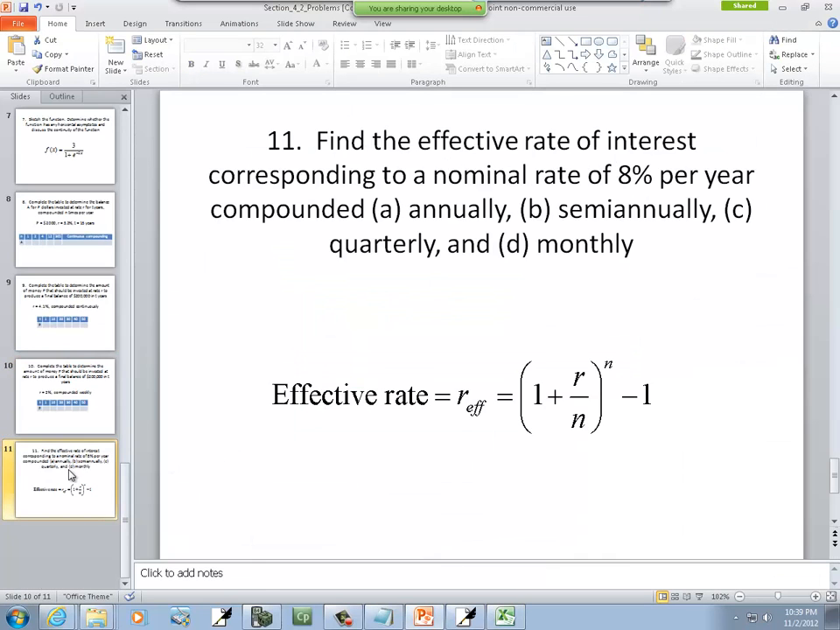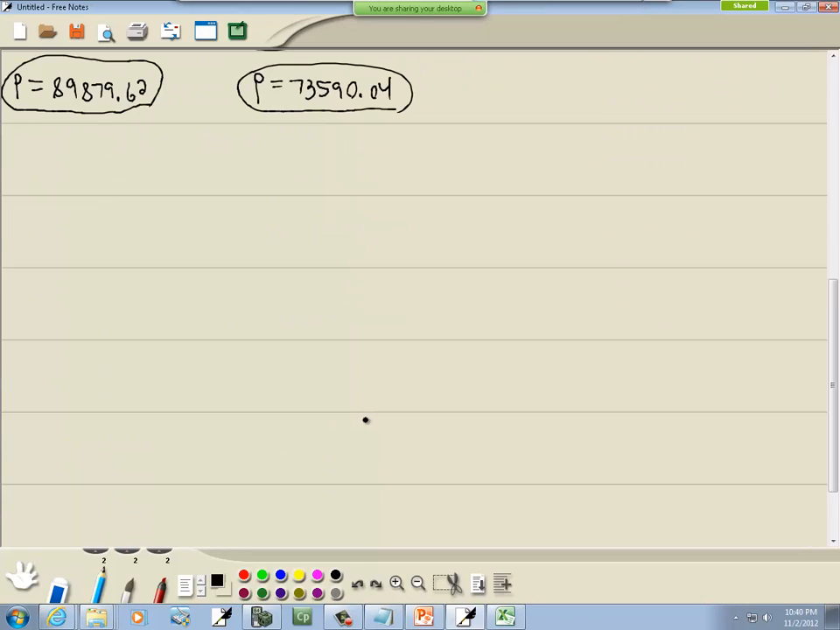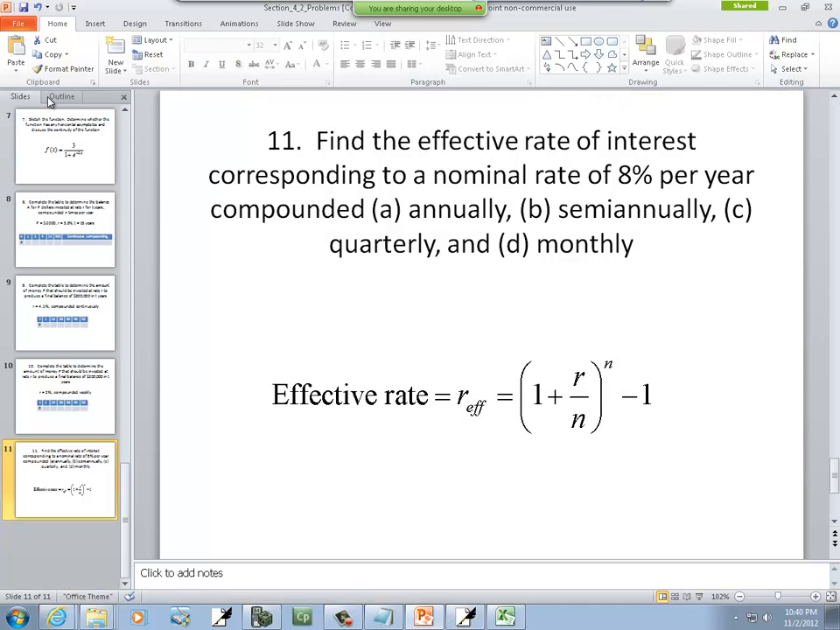Okay, last problem. This is finding the effective rate of interest. Now the book describes this. You've got your actual rate of interest, and then what's the effective? What's the actual amount, corresponding to a nominal rate of 8% per year. If I had the book in front of me, I'd read a better definition of what I just said. But compounded annually, semi-annually, quarterly, and monthly. Okay, this is our formula. It's not a hard one. Again, we're going to do most of it in Excel, though.